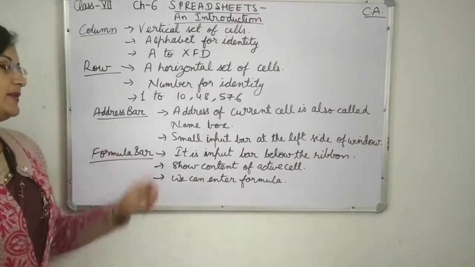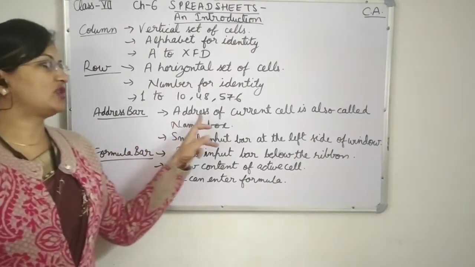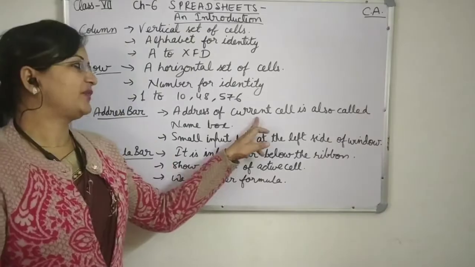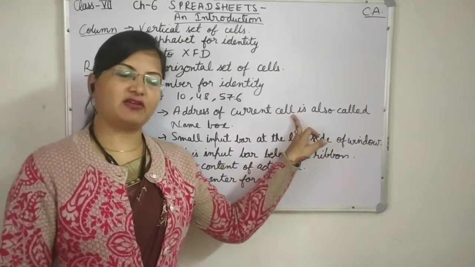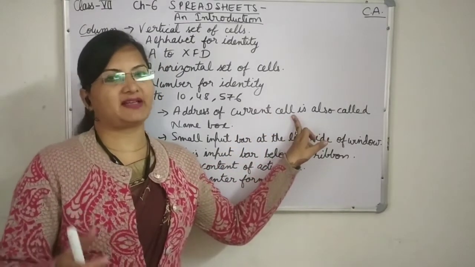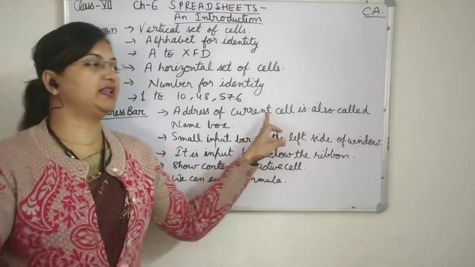Then address bar. The address bar shows the address of the current cell. When we select a cell, it is known as the current cell, or we can say the active cell. Whatever the active cell is, its address will be visible in the address bar.